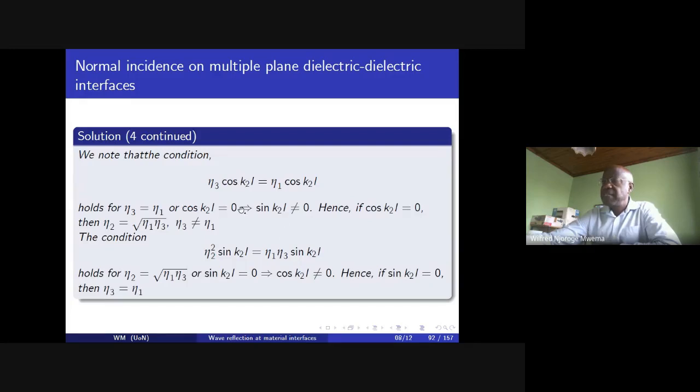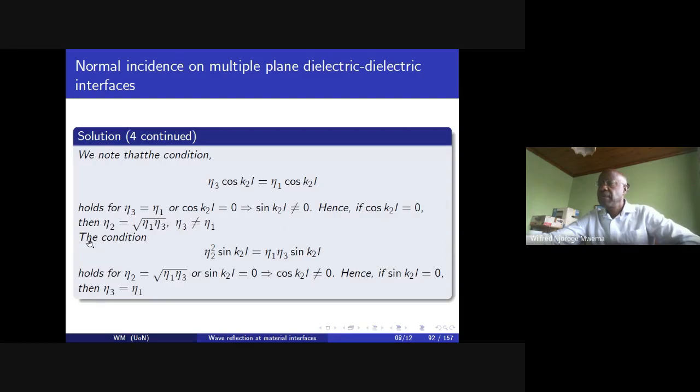And therefore, it means that when we look at the imaginary part, for cosine of K2L equal to 0, then the sine of K2L cannot be equal to 0, because we know that the cosine and the sine are orthogonal functions, and the minimum of one appears at the maximum of the other. Therefore, if cos K2L is equal to 0, then it means that eta 2 must be given by eta 1 multiplied by eta 3, the square root of the product.